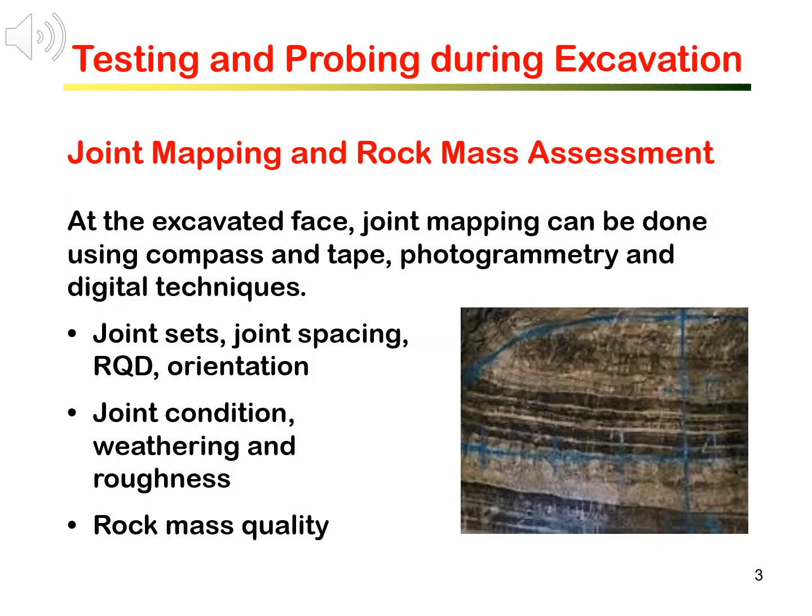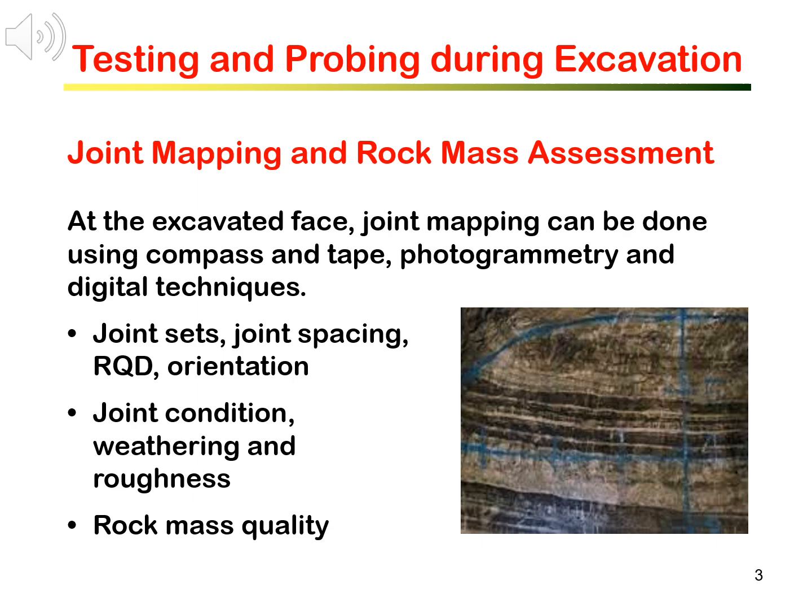Mapping at excavation is primarily to map the joints at the excavated face and the sides after excavation and before being covered by shotcrete. At the excavated face, joint mapping can be done using compass and tape, photogrammetry, and digital techniques, similarly as in front of an outcrop rock face. We have covered joint mapping earlier in site investigation.